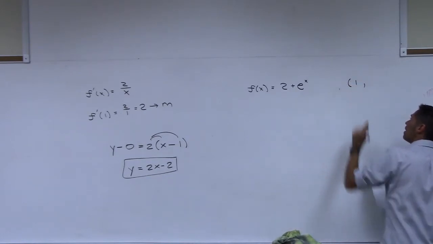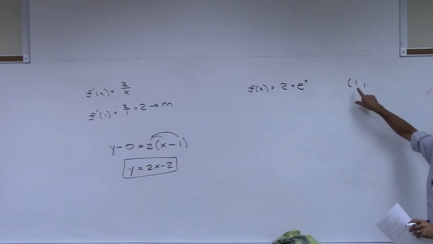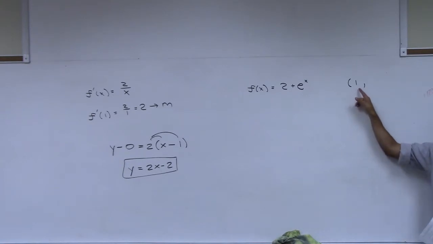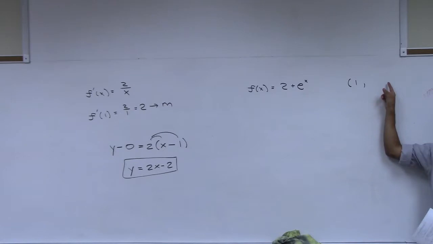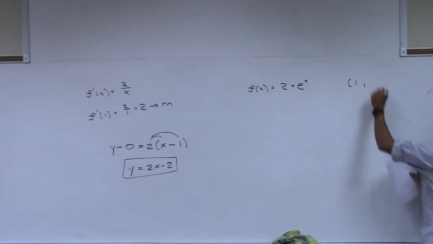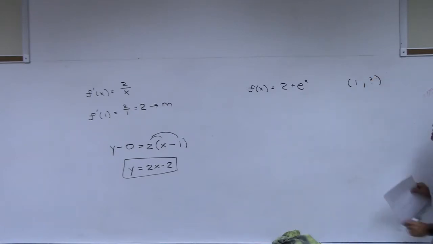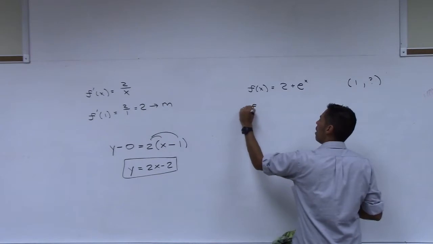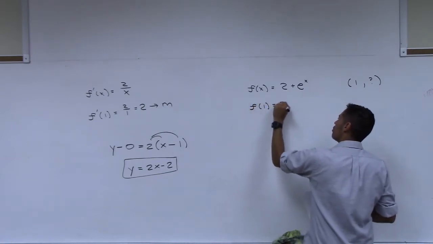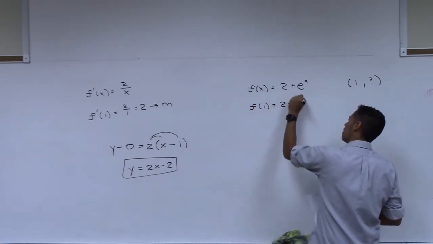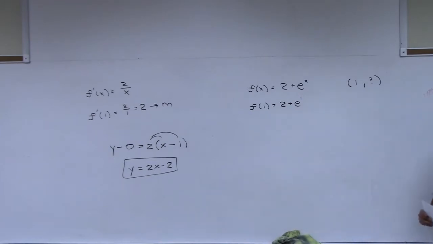So when I say x equals 1, you again have to realize that I've given you the x coordinate, but I haven't given you the y coordinate, right? And you're going to need that y coordinate. So how do we get that y coordinate? How do we get this piece right here? Plug 1 into that function, right? And this is where things get weird. Look, f of 1 is 2 plus e to the first power, isn't it?